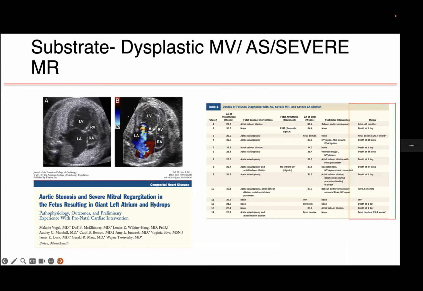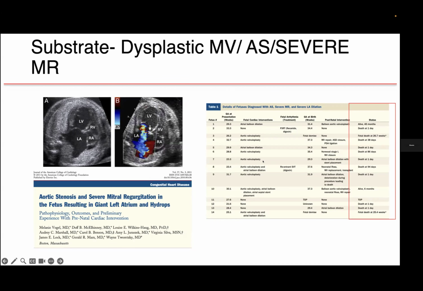So would all the cases of aortic stenosis have this kind of wonderful outcome? And what are the other substrates which may not do adequately, as we have discussed? This is one of the substrates which have a really very poor outcome, and I would like to highlight it here. These are the cases of severe aortic stenosis with dysplastic mitral valve and severe mitral regurgitation.